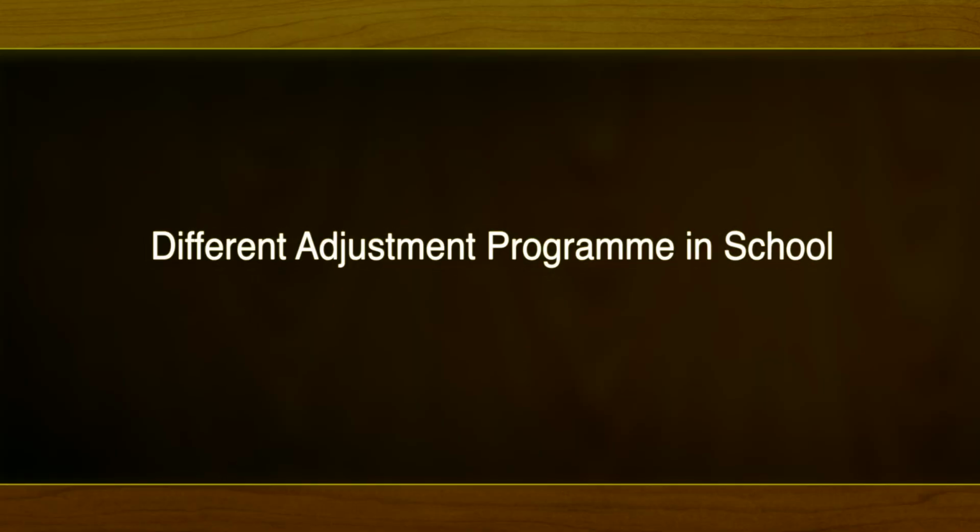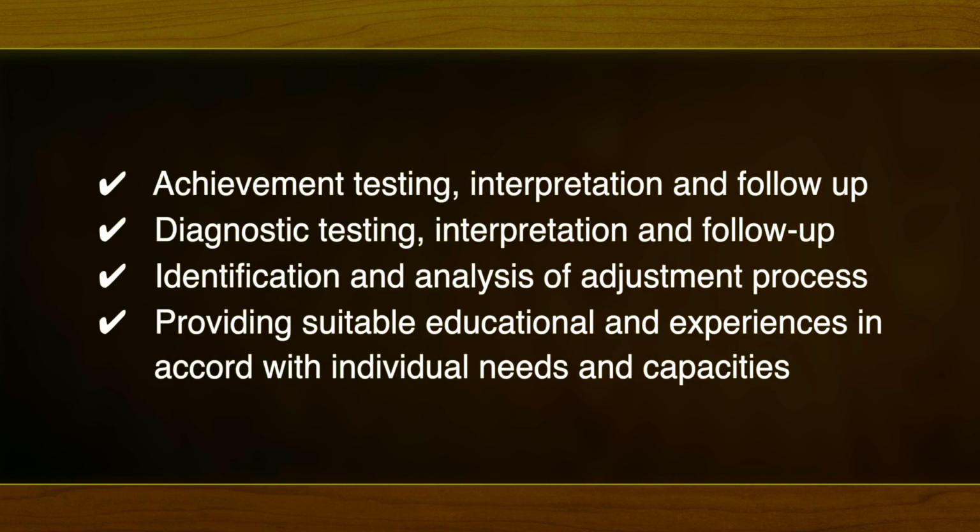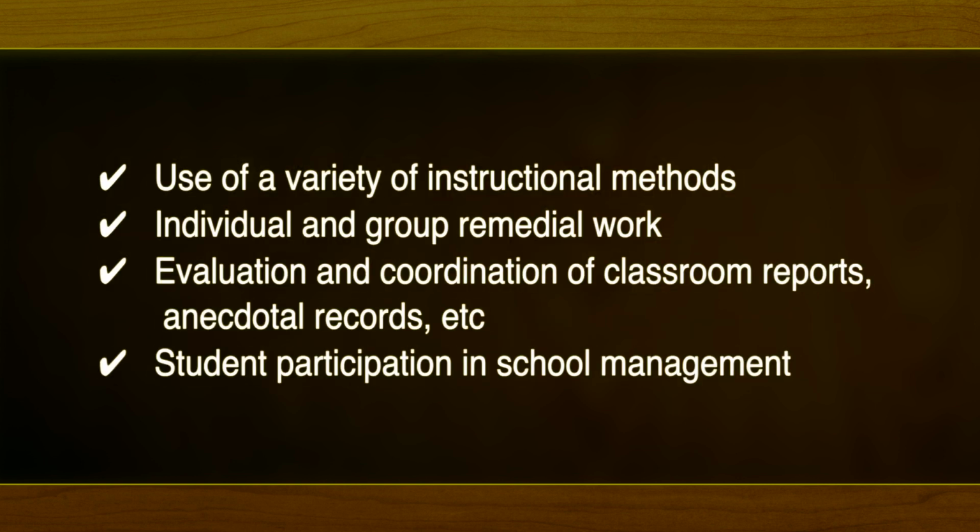Now, what are the different adjustment programs in the school? Number 1, achievement testing, interpretation and follow-up. Number 2, diagnostic testing, interpretation and follow-up. Third one is identification and analysis of adjustment process. Next is providing suitable educational experiences in accord with individual needs and capacities. Use of a variety of instructional methods, individual and group remedial work.